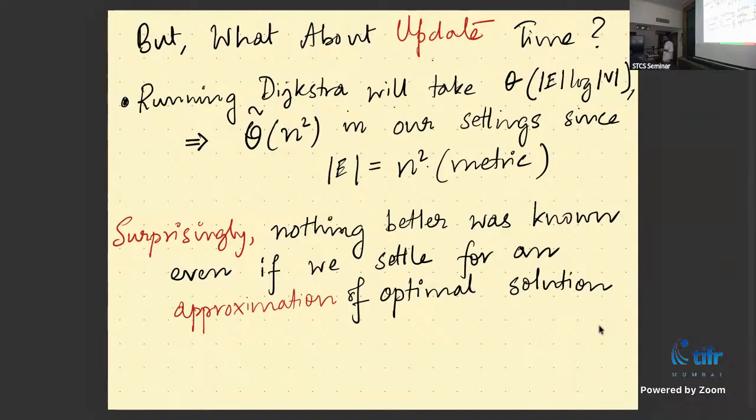Okay. And surprisingly, nothing was known, even if, as Raghuvansh had asked, you allow approximation to your solution. So suppose I want to settle with an approximately optimal solution, some constant factor or whatever. Even then, this was not known. So that's what our work addresses.